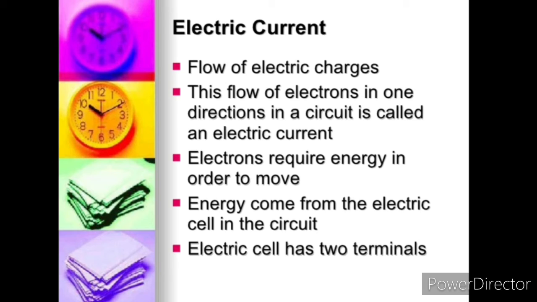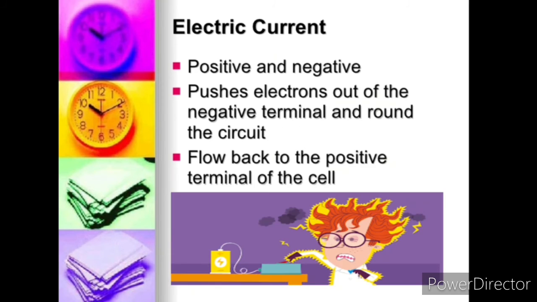So from where do they get energy? They get energy from electric cells. Electric cells have two terminals, a positive terminal and a negative terminal. These two terminals push the electrons out of the negative terminal, round the circuit, and flow back to the positive terminal of the cell.